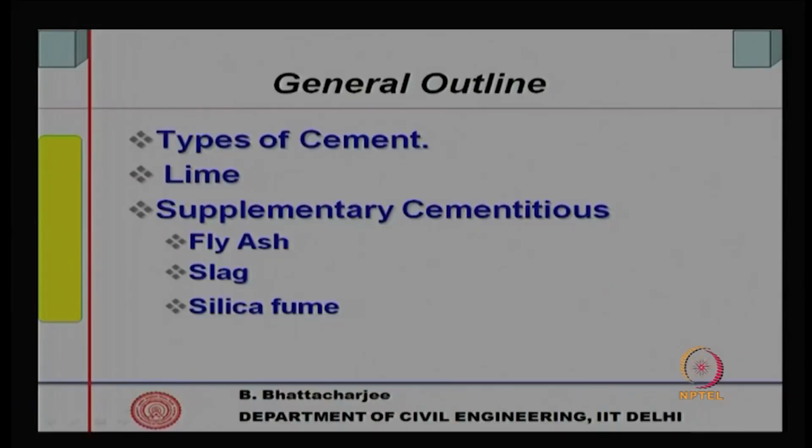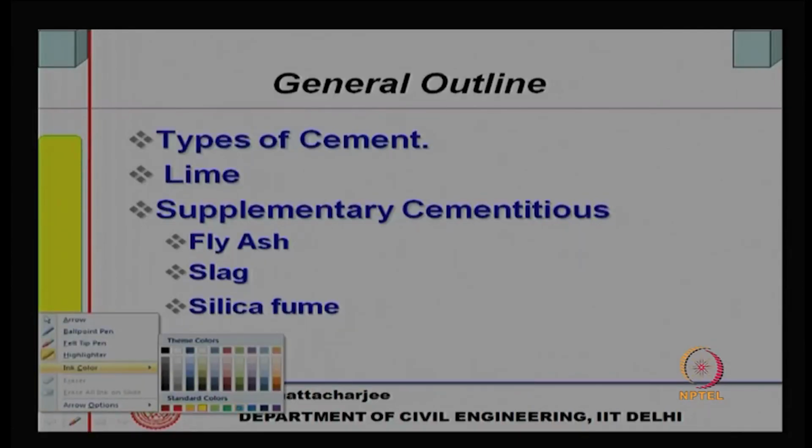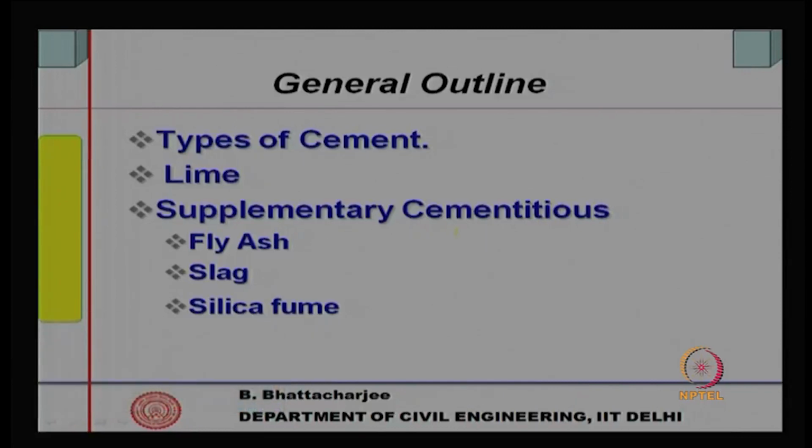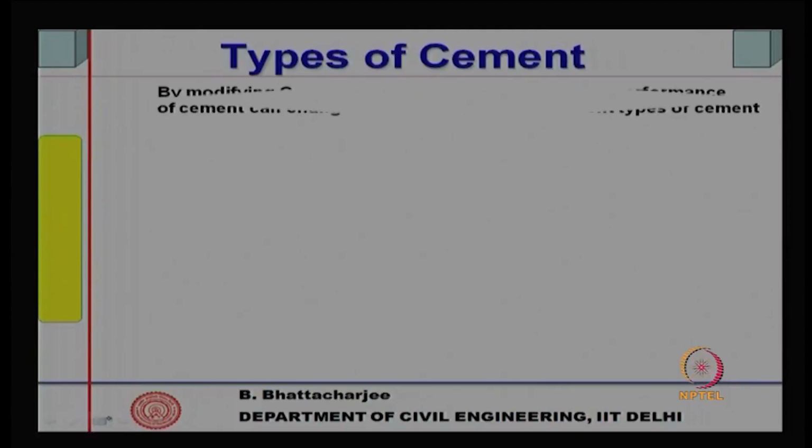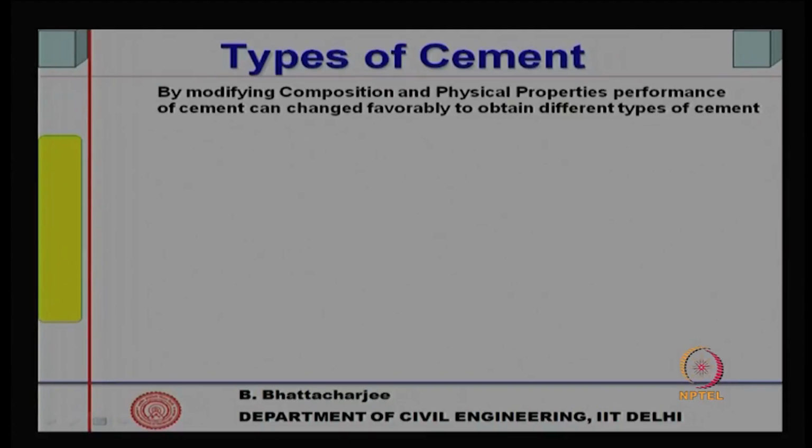So, the general outline of our discussion would remain: types of cement, followed by lime, followed by supplementary cementitious materials such as fly ash, slag, silica fume, etc. So, therefore, we can look first into the pure cements and the modified cements.